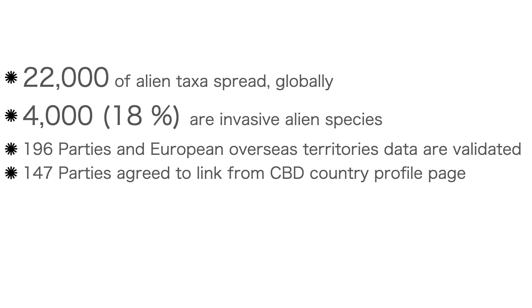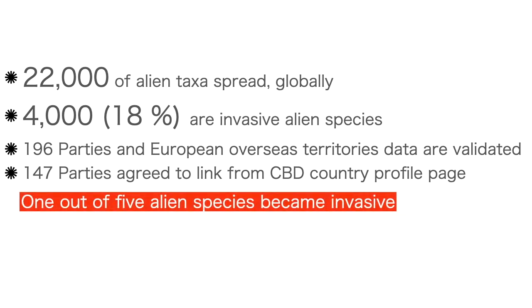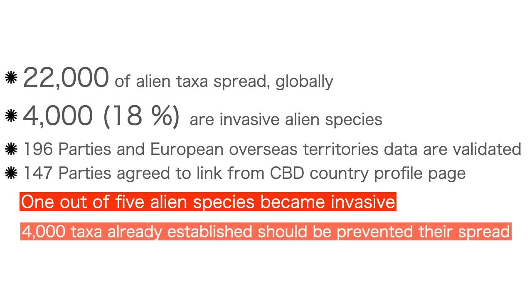And this global database revealed that the total number of alien taxa already spread outside their natural range is literally over 22,000. And 4,000 species are already identified as invasive alien species. Which means that 1 out of 5 or 6 alien species became invasive, and those 4,000 taxa already established became a new burden on the parties to prevent their spread.